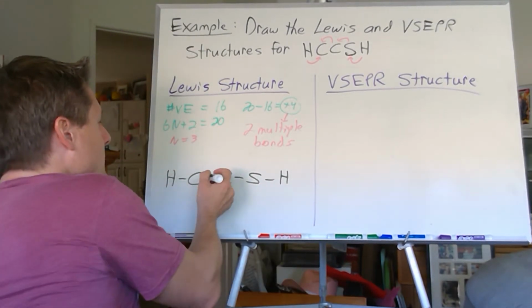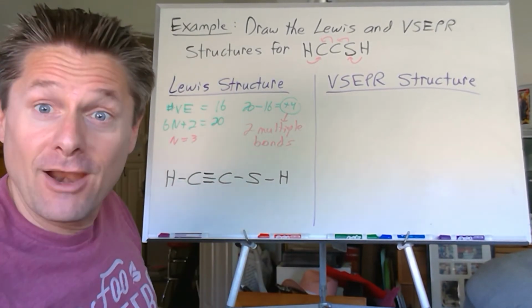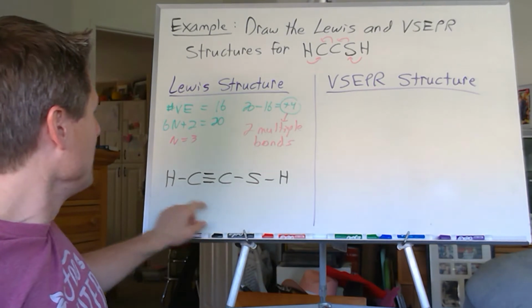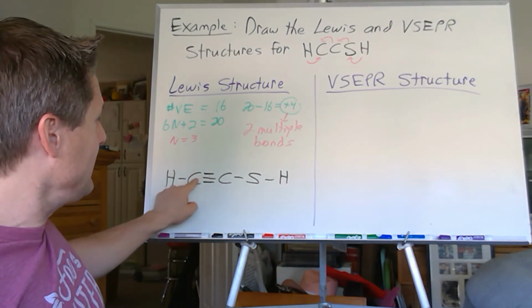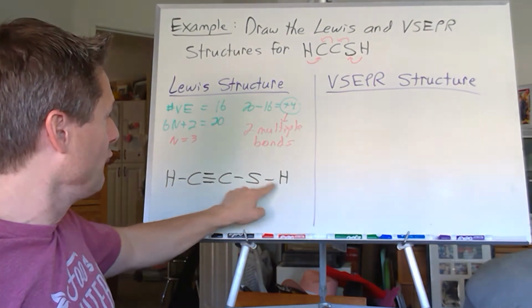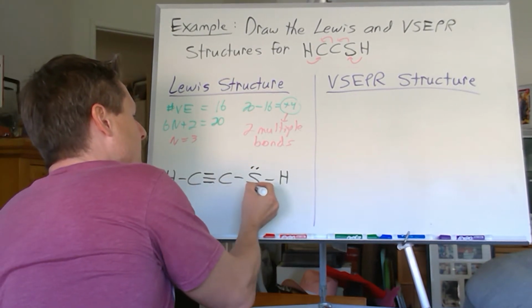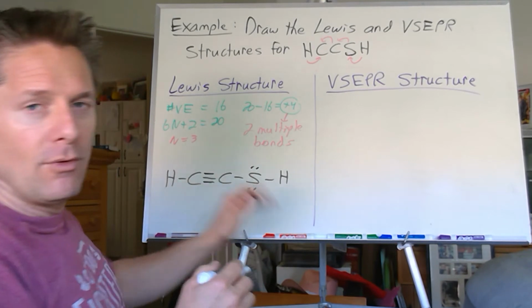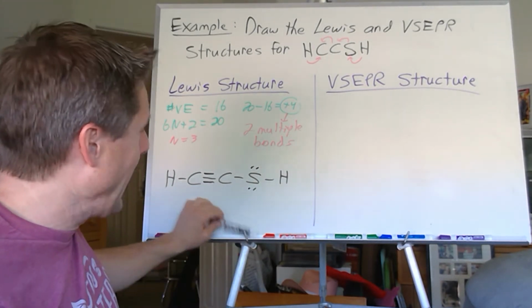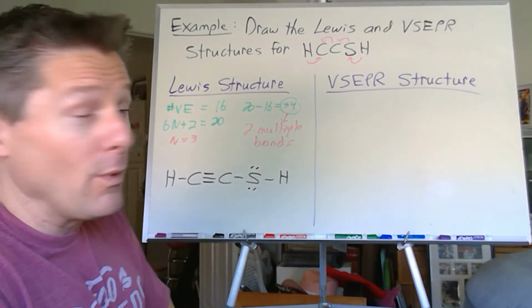Here we go. We need another bond there. There's the second multiple bond. So 2, 4, 6, 8. Oh, we need a couple more for the sulfur. 6, 8. Duet rules, octet rules, everything has their preferred number of bonds. We've got it.